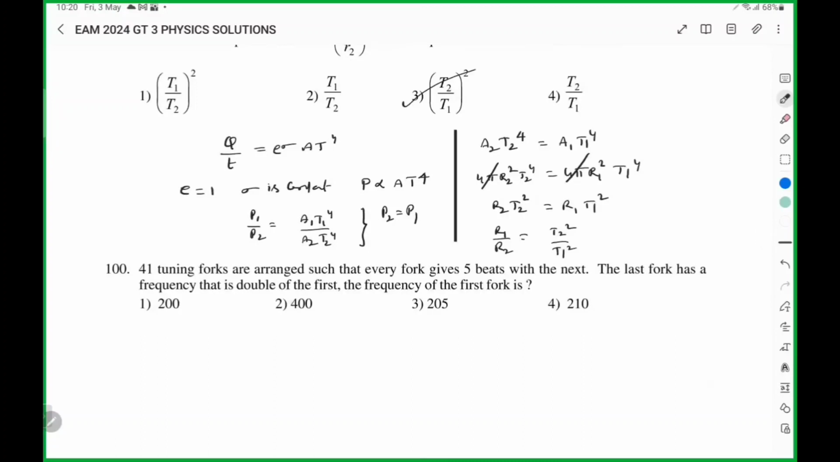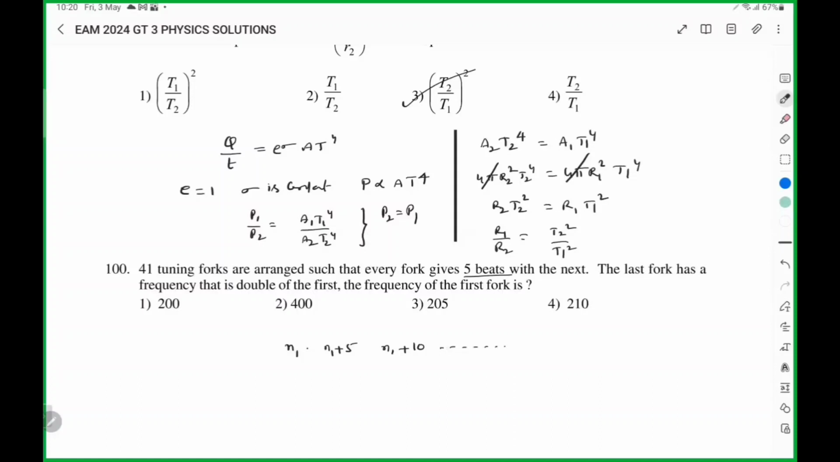41 tuning forks are arranged in such a way that every fork gives 5 beats with the next. Last fork frequency is double that of the first. The frequency of the first fork is. Here it is N1. So second one will be N1 plus 5. He told 5 beats, like this. Next one, 5 beats with the next. Like this.